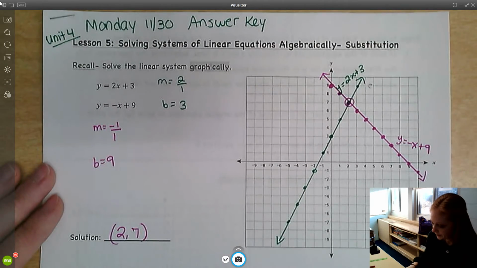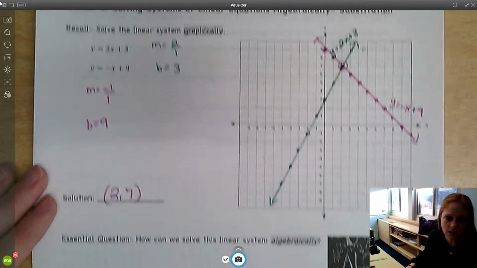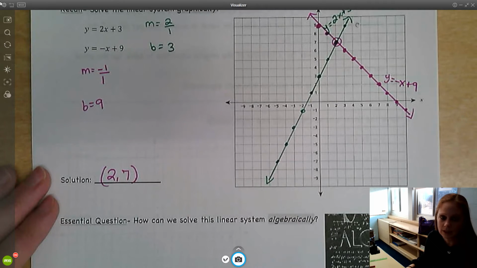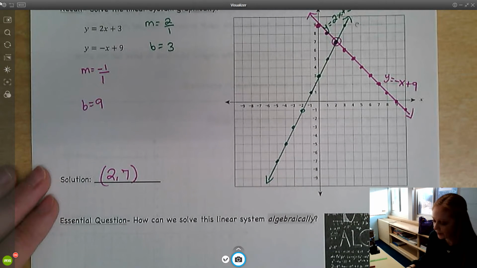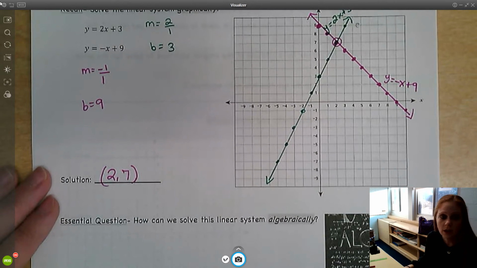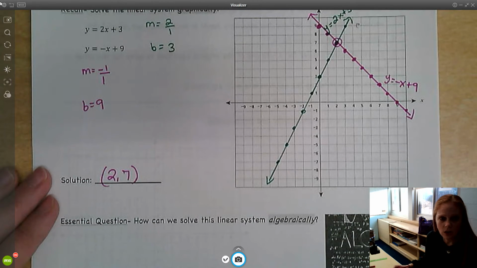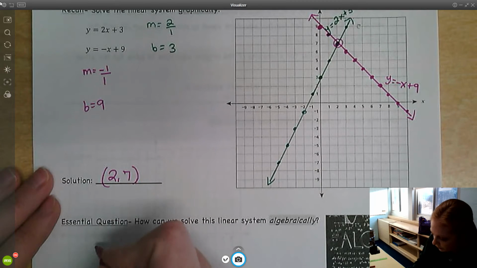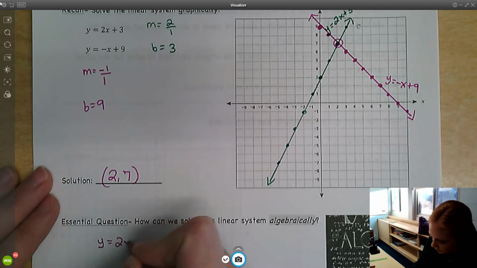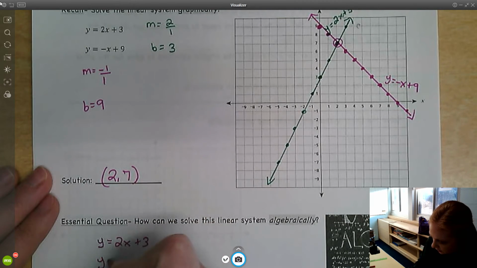All right. Essential question, how can we solve this linear system algebraically? So I'm going to go through the steps right now with you that are on the next page then. So algebraically would mean by solving for x, solving a multi-step equation. So I'm going to rewrite my two equations. We have y equals 2x plus 3, and we have y equals negative x plus 9.